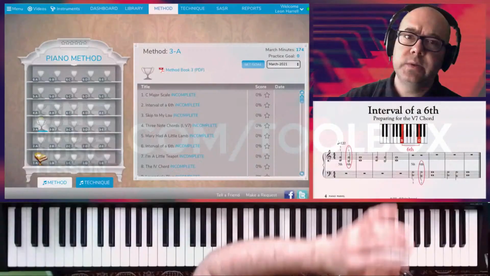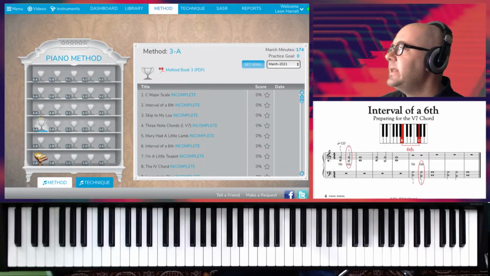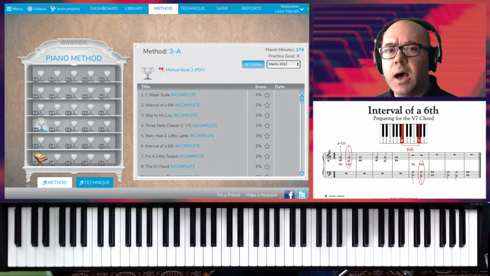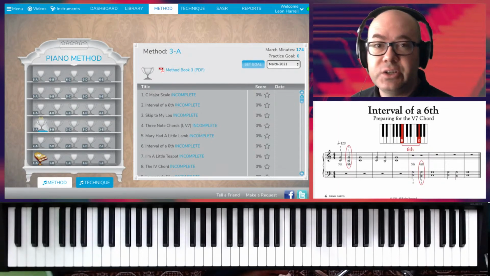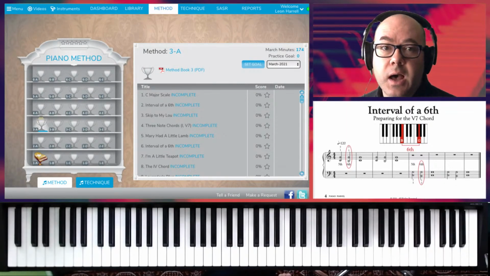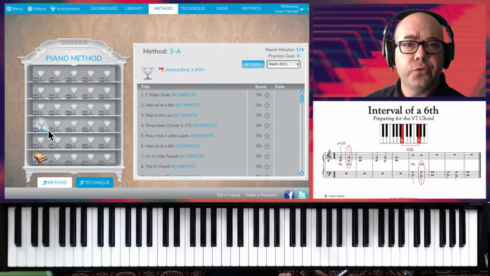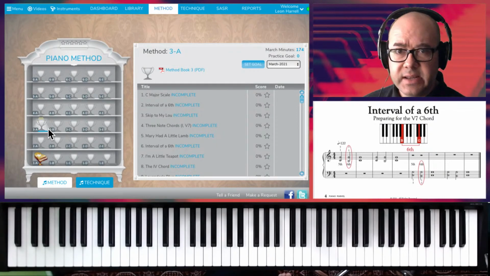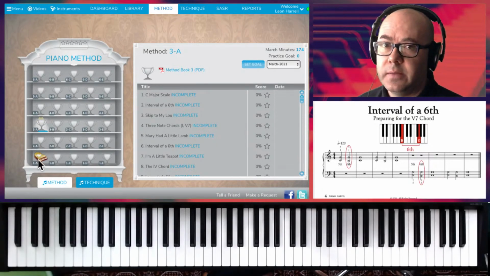So we're going to jump right into it this morning. And I've already loaded up Piano Marvel. And in Piano Marvel, they have a method cabinet and a technique cabinet. So this is sort of the teaching material within Piano Marvel, in addition to all the other resources for that. So we're going to look at the method cabinet this morning. In particular, we're going to look at level 3A, which is where you start to get into the meat of the music theory. But they start to introduce music theory all throughout the method cabinet.